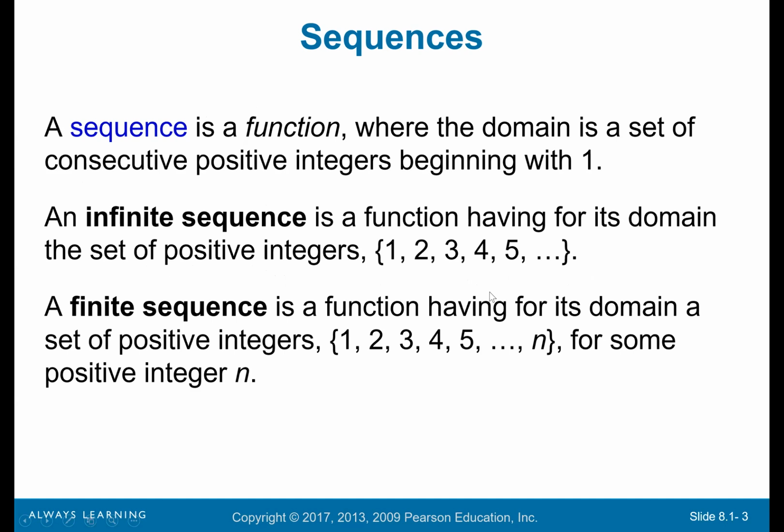So just a little bit about definitions and notation. You are seeing the PowerPoint, right? Yes. Okay. A sequence is a function where the domain is a set of consecutive positive integers beginning with 1. So an infinite sequence would just start at 1 and continue through infinity. A finite sequence is a function having for its domain a set of positive integers. They're actually countable. That makes it finite.